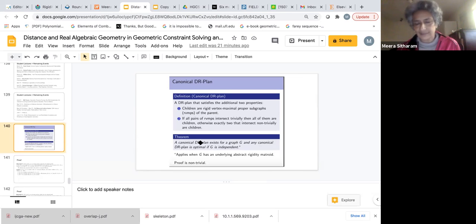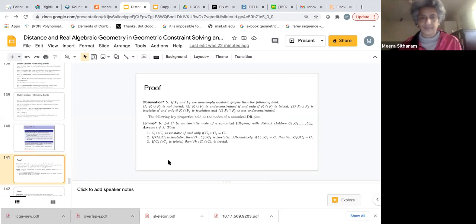And then when we talk about the algorithm, which we already did briefly, but we can go a little more this week, the algorithm actually uses a variant of this canonical DR plan called the pseudo-sequential DR plan, and we'll come to that later. So anyway, right now, what we're trying to show is that this canonical DR plan is the optimal DR plan.